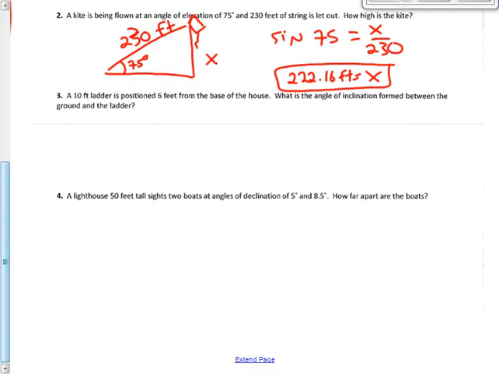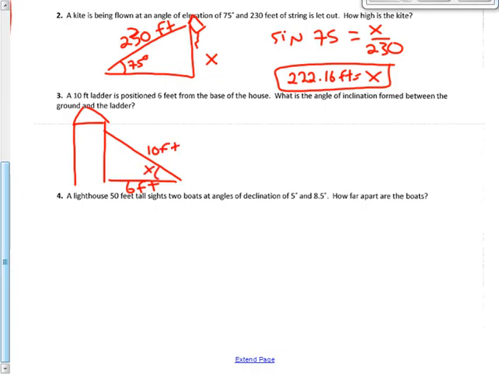So I've got a little house over here. I've got a ladder that's 6 feet away, and 6 feet from the bottom. Now the question is, what is the angle of inclination formed between the ground and the ladder? When I put the ladder in here, I've got a 10-foot ladder, and I'm looking for this.